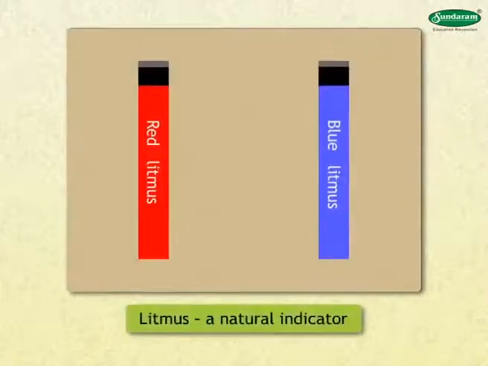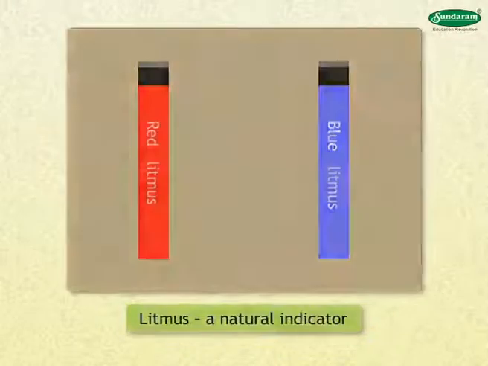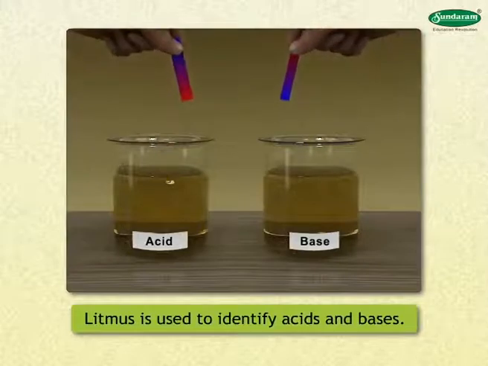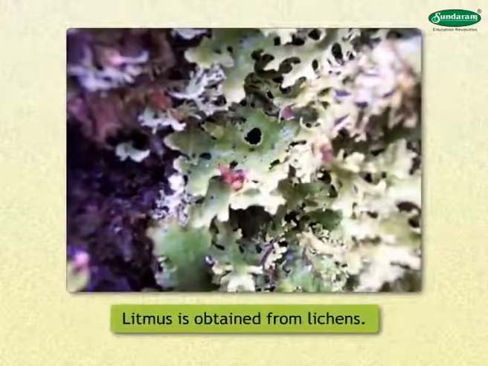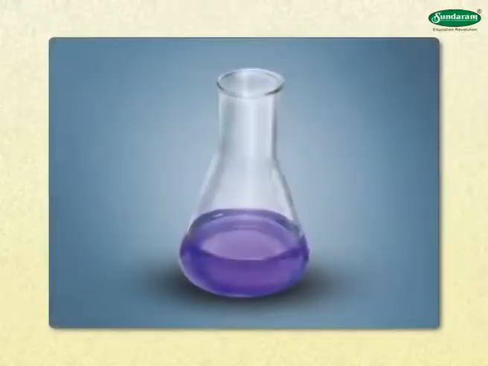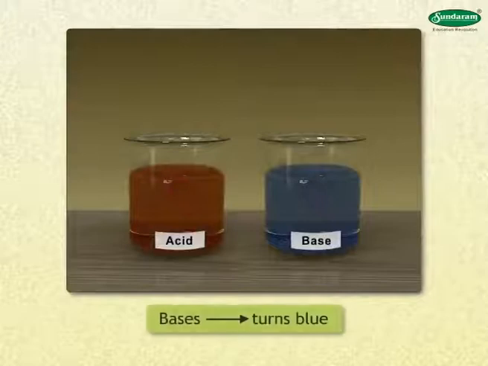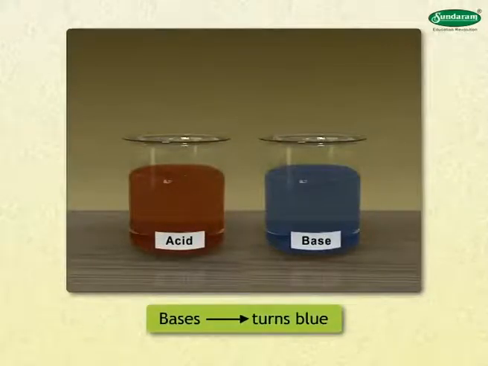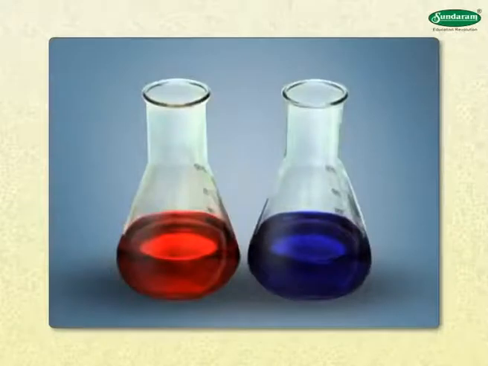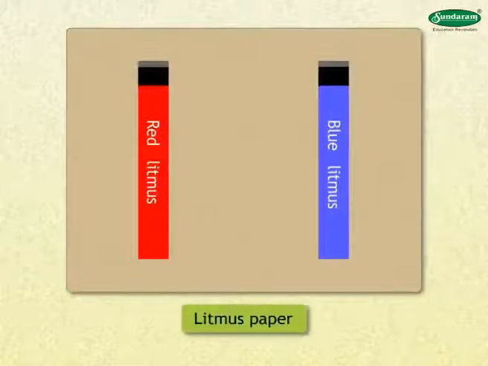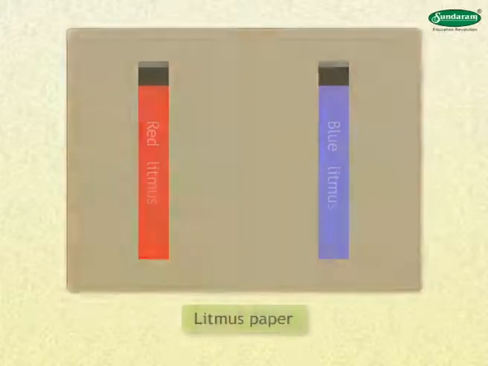Let us learn about litmus, a natural indicator. Generally, litmus is used to identify acids and bases. It is obtained from plants called lichens. A solution of litmus in water is purple in color. If it is added to an acid, it turns red, and if added to a base, it turns blue. Litmus is available either as a solution or as strips of paper called litmus paper. You get both red and blue litmus papers in the market.